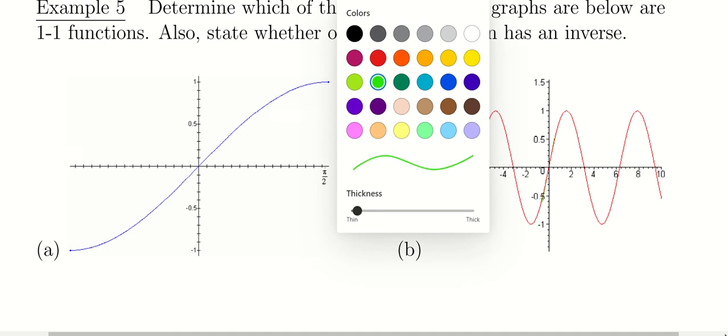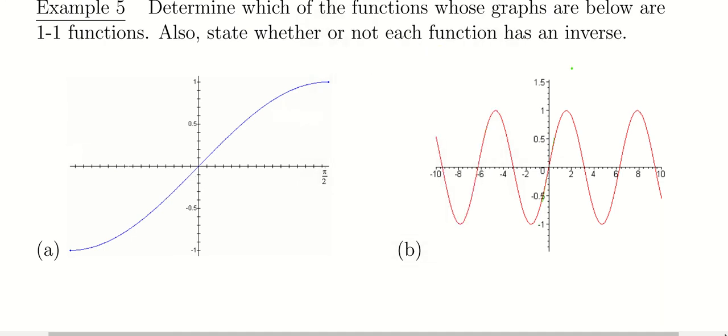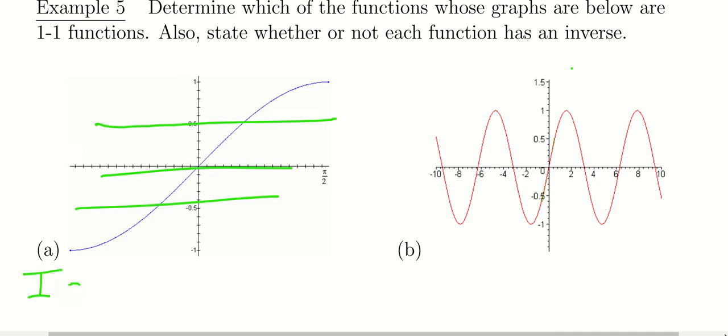If we take a look at example 5, we are given two different graphs, and we want to determine, first of all, whether the functions are one-to-one, and in addition to that, state whether they would have an inverse or not. If we look at the first graph, we see that no matter what horizontal line we draw, we're going to get at most one point of intersection. That means that this graph is one-to-one. And because it's one-to-one, that means that it will have an inverse.